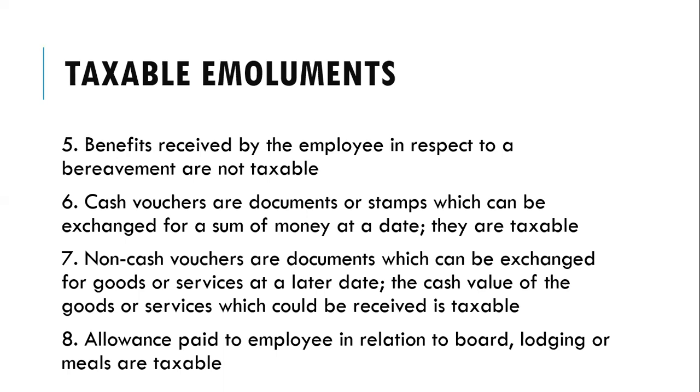Then eight, allowances paid to employees in relation to board, lodging, and meals are taxable. So all amounts that are paid, say you're supposed to go to Copperbelt, you go and check the warehouse there. You're given money to board a bus, right? That amount is taxable. You're given money to go and sleep in a lodge, say Protea Hotel. The company gives you money to go and spend the night there. That amount is taxable. Even meals, you're given money to go and buy meals, that amount is also taxable. So long as the company wires that money to your account in relation to boarding, lodging, and meals, these are all taxable incomes.